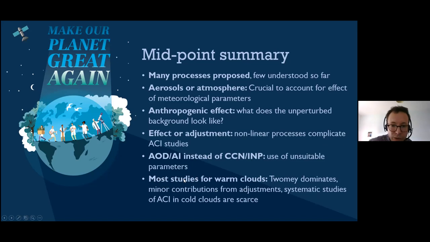As I mentioned, there's the Twomey effect that dominates, which is the cloud brightening effect. There's minor contributions of the adjustments, as far as we know, and systematic studies of aerosol cloud interactions in cold clouds are really scarce, simply because there's currently no parameter that we could use to quantify the concentration of those ice nucleating particles in the atmosphere. So all we know is basically for warm clouds.